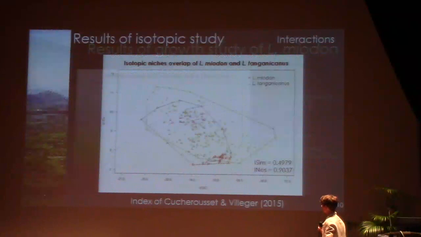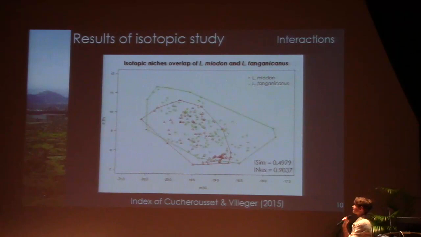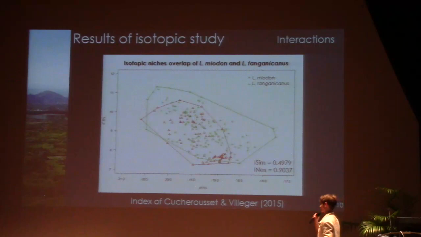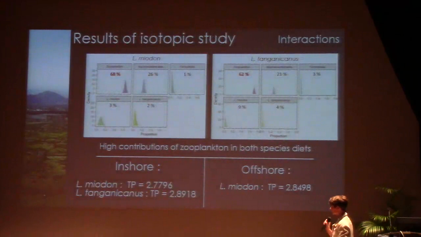About isotopic results, in red, the niche of Limnotrissa is totally included in Lamprichthys niche in green. So the niche overlap is very important. And in the light of the size of Lamprichthys niche, this is probably an opportunistic species. The main contributor to the fishes' diets is zooplankton, followed by macroinvertebrates, which contribute a quarter of their diet.